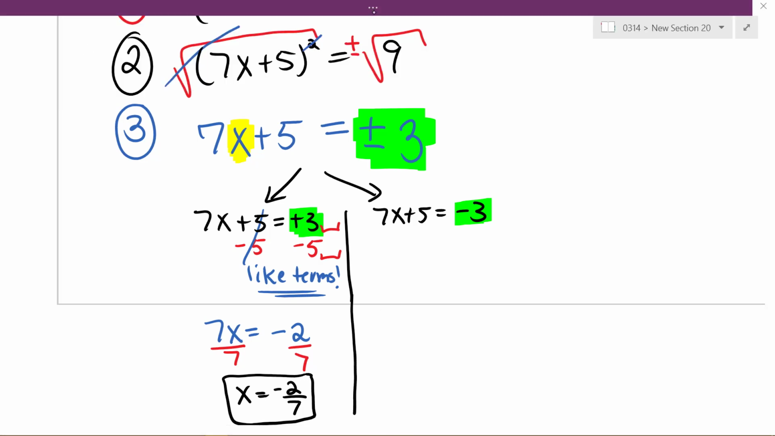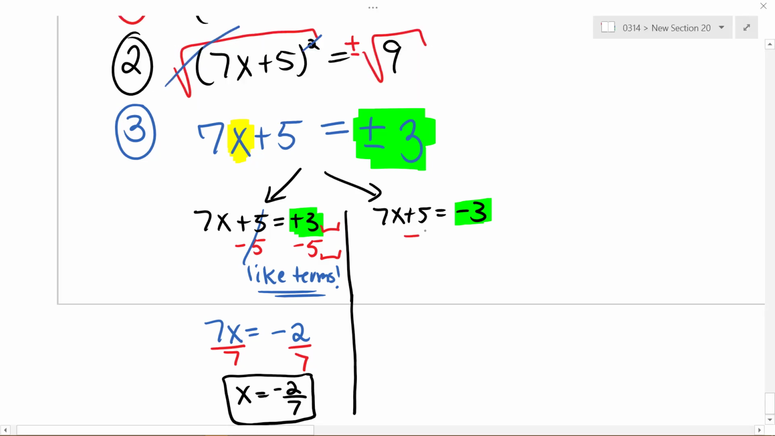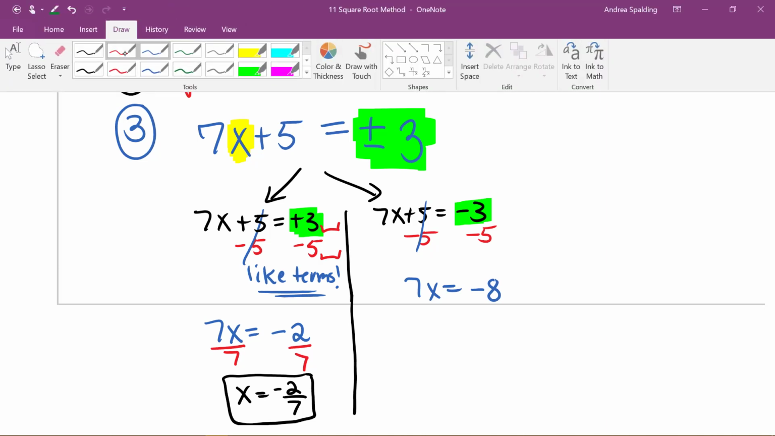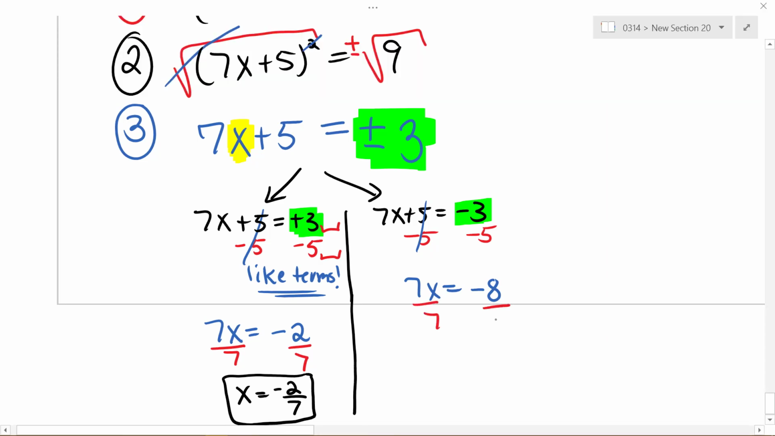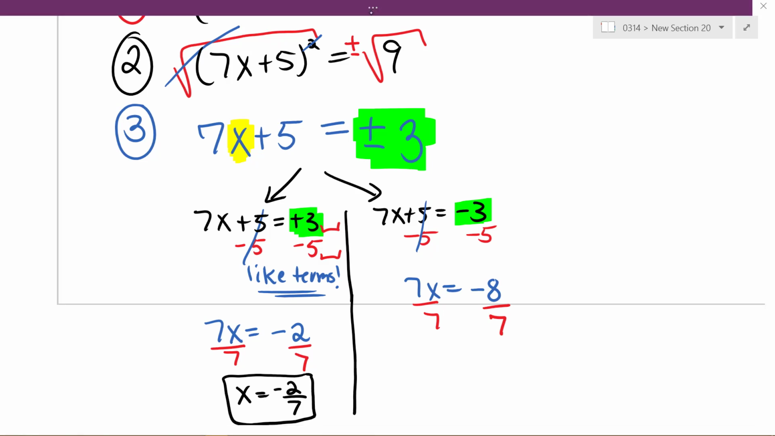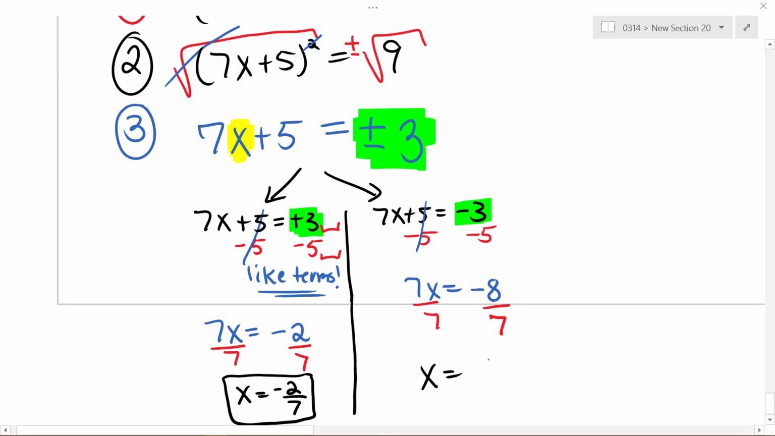Okay, on the right-hand side, we're going to do the same thing. I'm going to subtract 5 from both sides. Okay, once again, they are like terms, so I actually can physically combine them. Negative 3 minus 5, that's a negative 8. Once again, if you need to use Desmos or a calculator to simplify that, then please do. The last thing I'm going to do is divide both sides by 7. So those 7's cancel out and I'm left with x is equal to negative 8 over 7. Okay, so these are our two final answers for this quadratic equation.